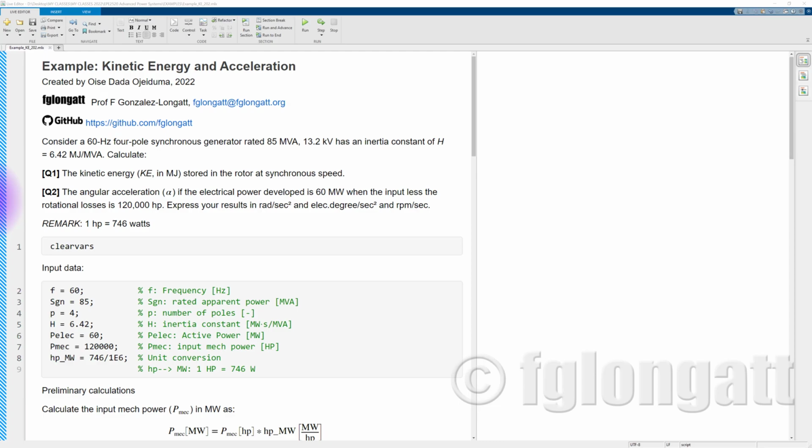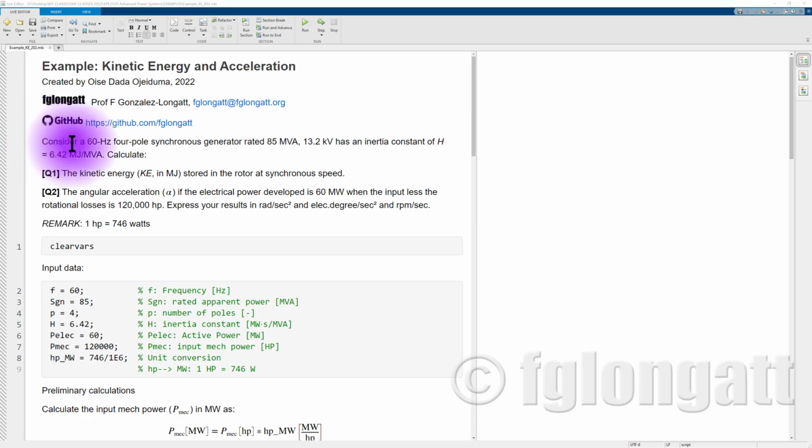Today we have a video regarding a numerical example for kinetic energy calculation and acceleration in a synchronous generator. What we are doing here is using a Matlab live script to show you some basic calculations regarding kinetic energy and the acceleration in this beautiful synchronous machine.